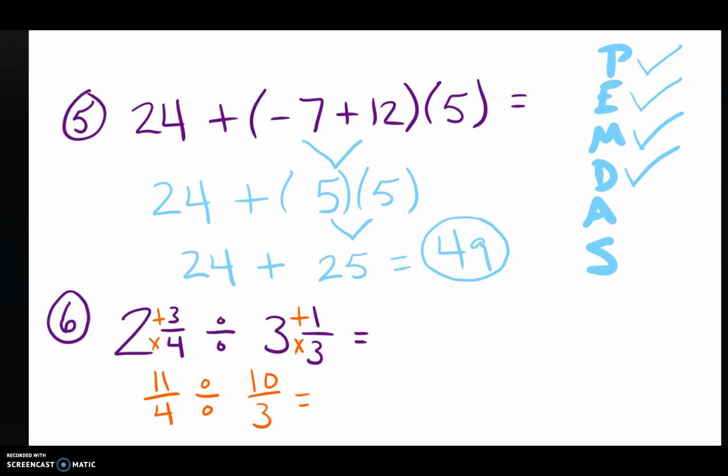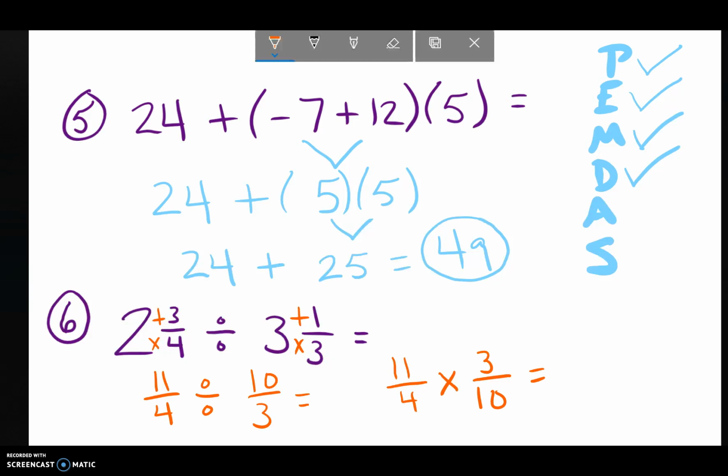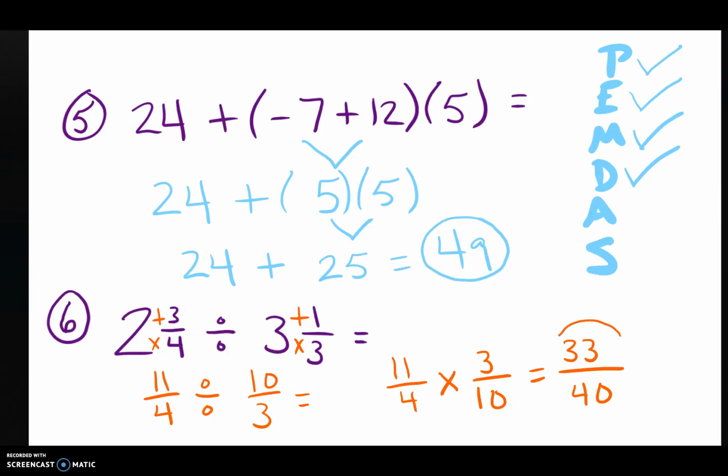And now we have a solvable fraction problem. Remember, your rules for fraction division are to keep, switch, flip, and then you multiply straight across. 11 times 3 is 33. 4 times 10 is 40. So our answer is 33/40. 33 over 40.